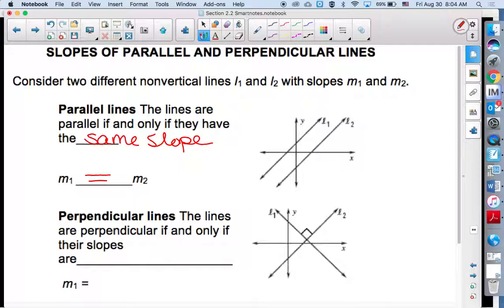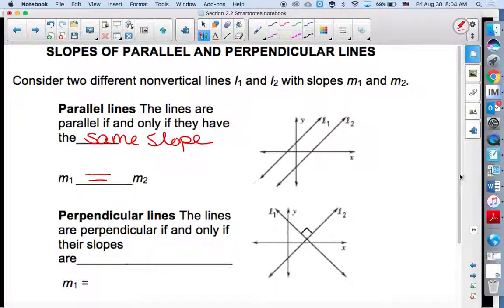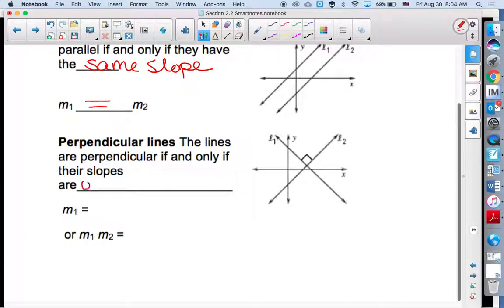What happens with perpendicular lines? So if we have perpendicular lines, Ava, what happens with those? Opposite. Yeah, they have to be opposite and then reciprocals. Which is why we had that one little fraction that you were asked to take the opposite reciprocal of. So underneath it says M1 would be equal to the opposite and then the reciprocal.